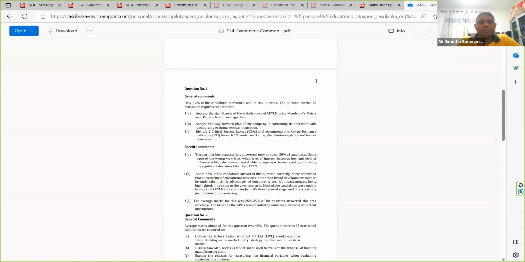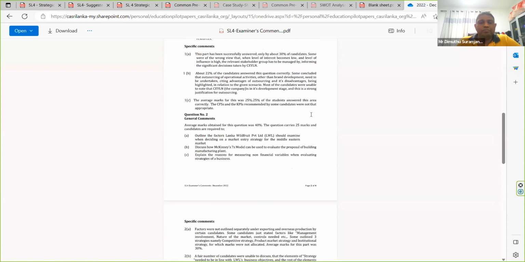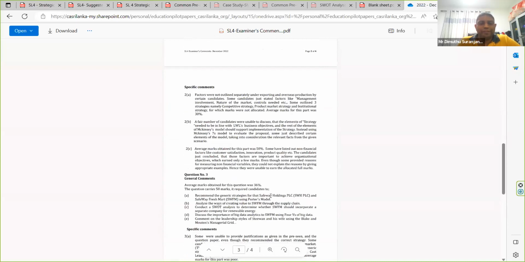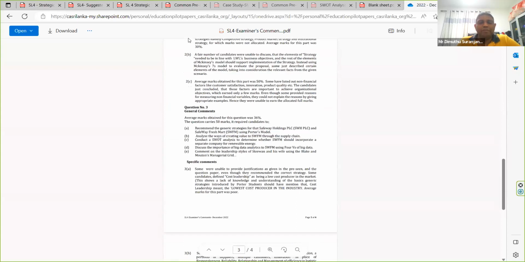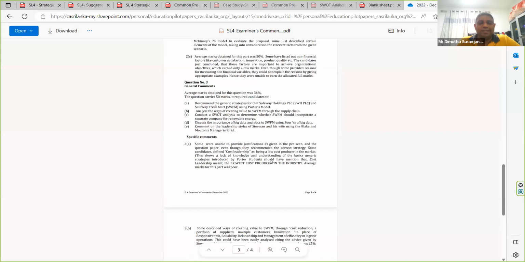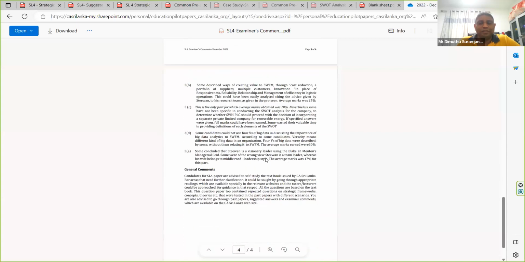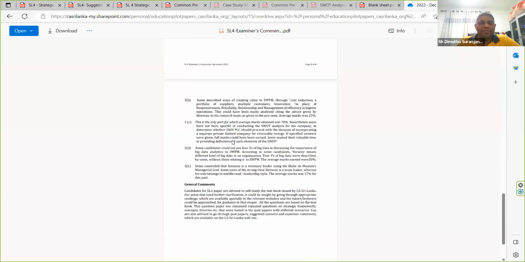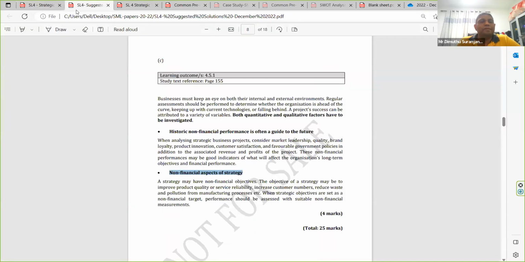Question number 1, 32% performed in this. Right. Question number 2, 40%. Very good. Question number 3, 36%. Average mark was 36%. And that's good, no? Right. When you look at past students, the average mark was 36%. So you should be familiar with this. Practically, this is the most typical one.